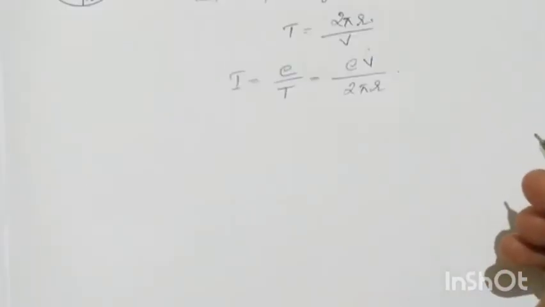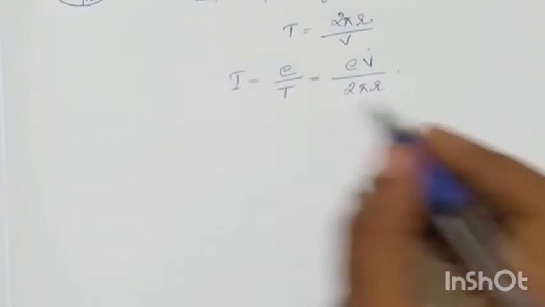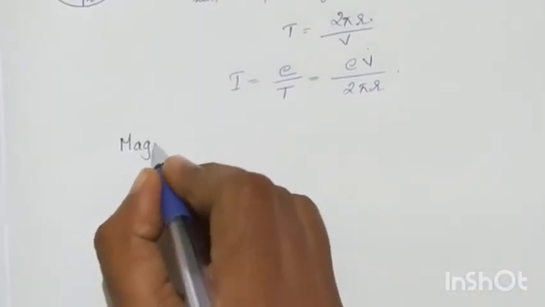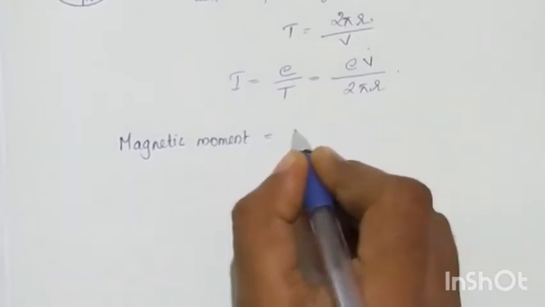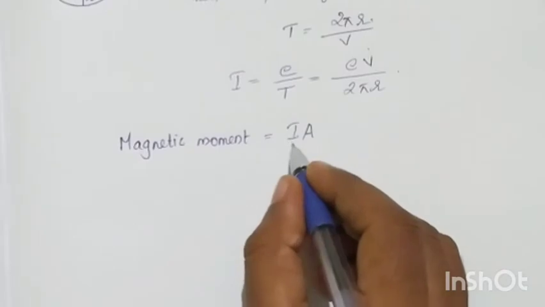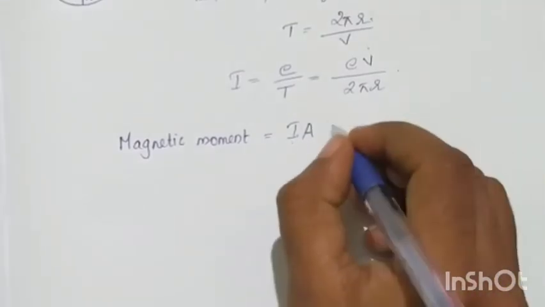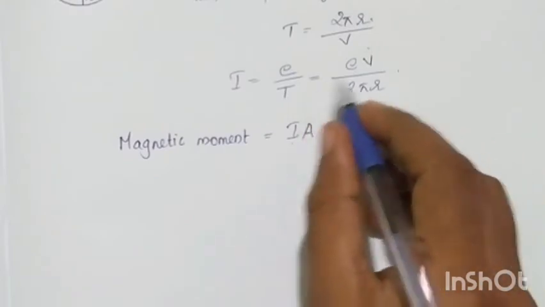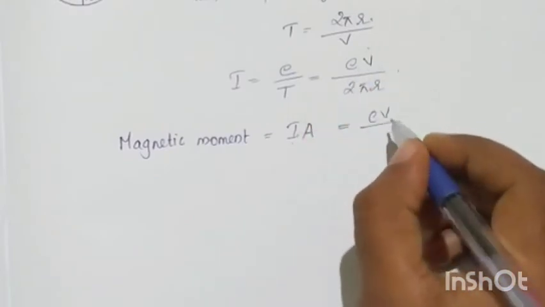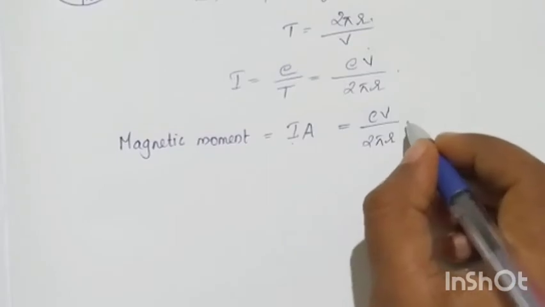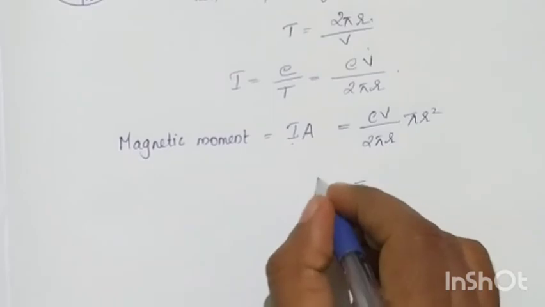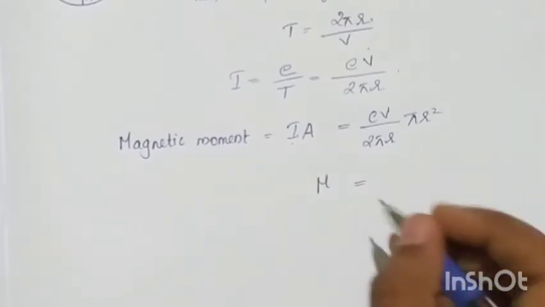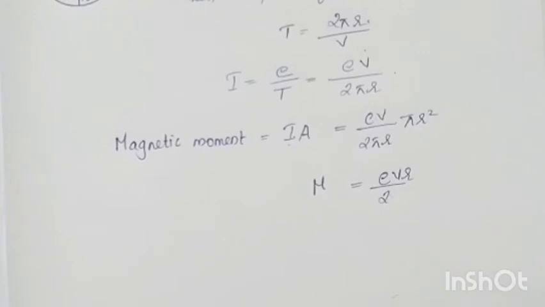While we discussed the earlier topics, we had seen a new quantity called the magnetic moment, and the magnetic dipole moment expression we wrote in general as I into A, where I is the current and A is the area of that loop. And here the expression for I we have obtained as e v by 2 pi r, and the area of this circular loop is pi r squared, which makes the expression for the magnetic dipole moment as e v r by 2. The magnetic moment expression is obtained as half e v r.